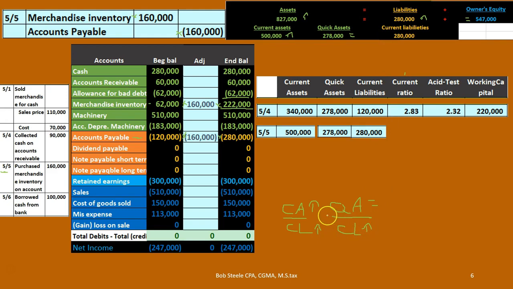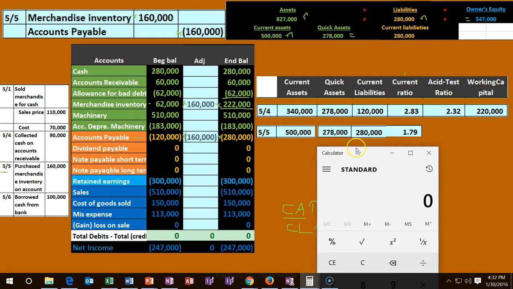Notice what happens here in our current ratio: the current assets and the current liabilities go up by the same amount. In the quick ratio, the acid test ratio, the quick assets stay the same, so the numerator stays the same and the denominator goes up. So you can see there's going to be a different type of effect, because the inventory is not included in the quick assets as it is included in the current assets. So let's see what that does to our ratios.